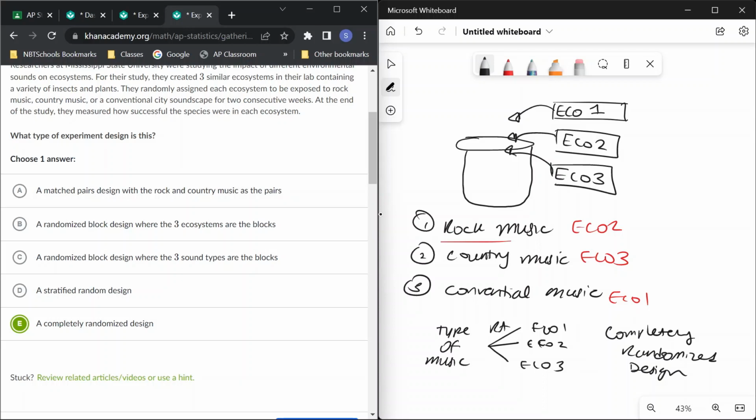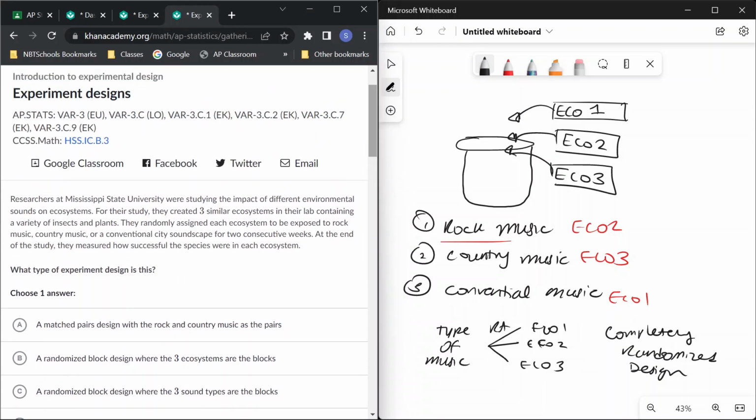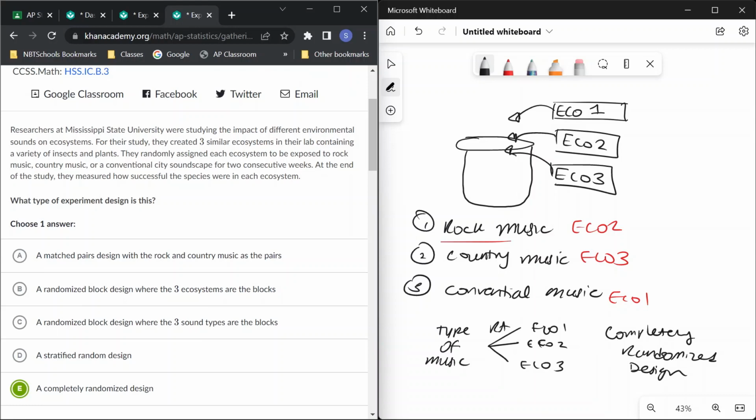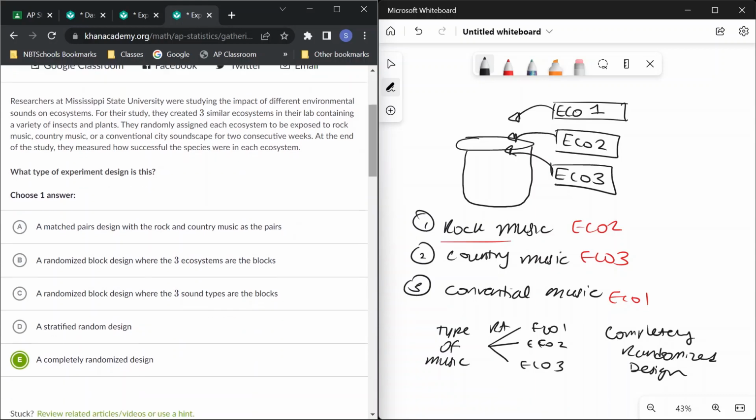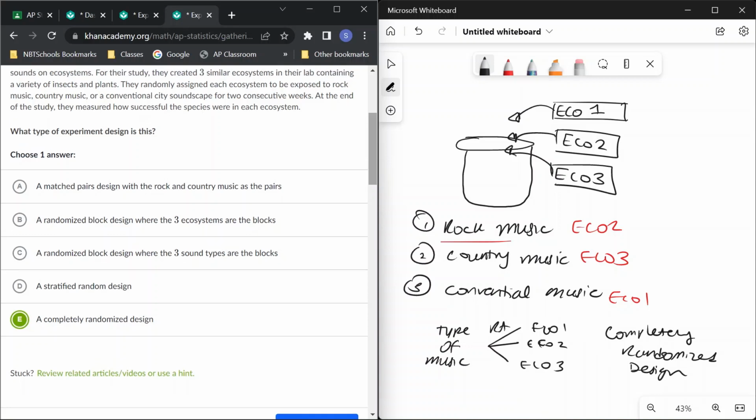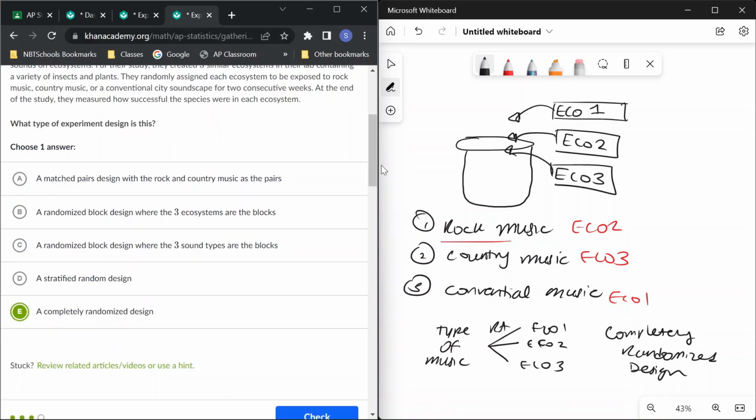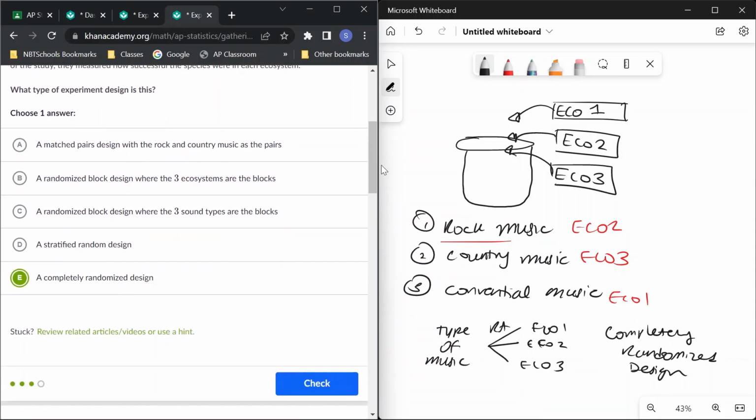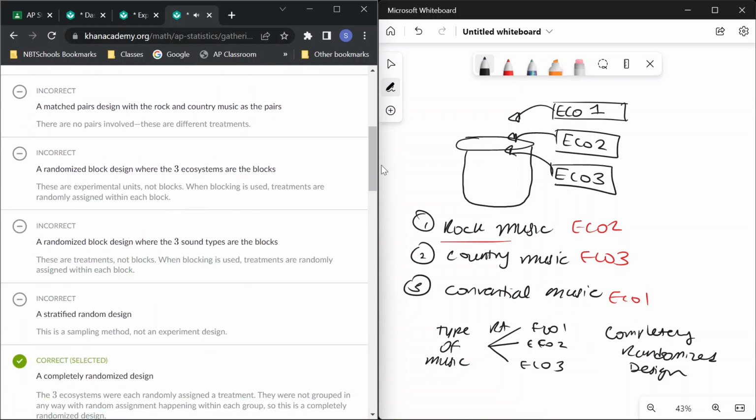A randomized block design where 3 ecosystems are the blocks. See, that's interesting. What if it is like that? It says over here they created 3 similar ecosystems. But I think it's completely randomized. Okay, it's not a randomized block design where 3 ecosystems are the blocks because these are experimental units, not blocks. See, I knew that.